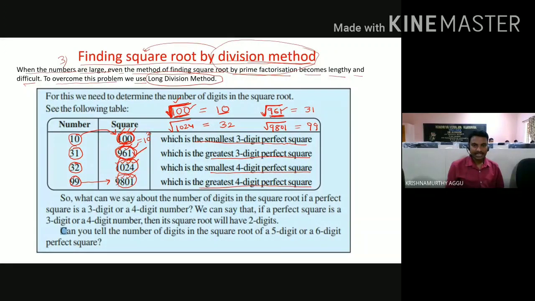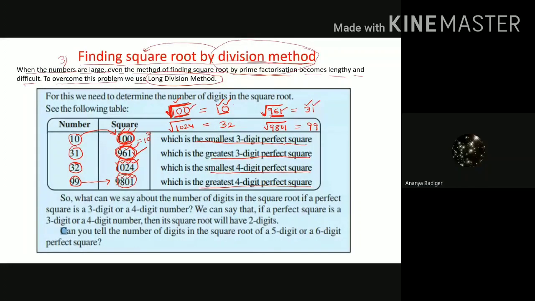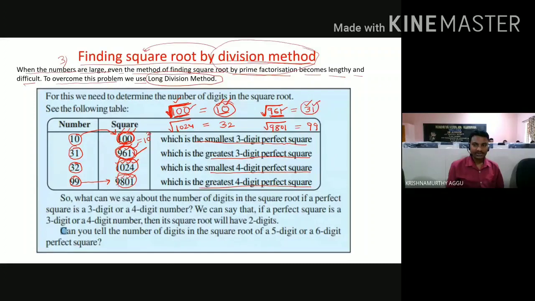in the answer, the square root of a 3-digit perfect square number is having how many digits? 2. Here 2 digits are there.